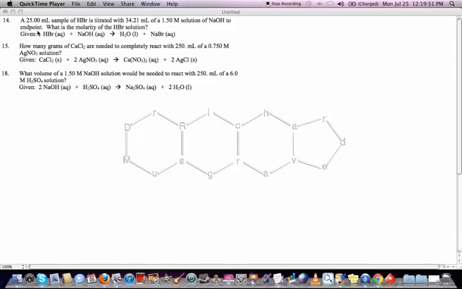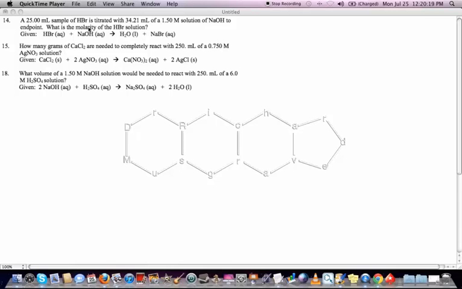Now, if we're talking about endpoint, that means we're going to add just enough HBr to react completely with the sodium hydroxide. So that will make the stoichiometry matter. 1 mole is going to react with 1 mole. Now, I'm not going to say we're actually going to end up with 1 mole, but however many moles react with NaOH, that's the same number of moles for HBr. So this is still going to work out for our purposes.